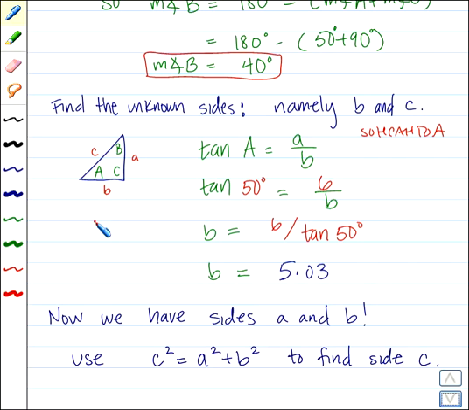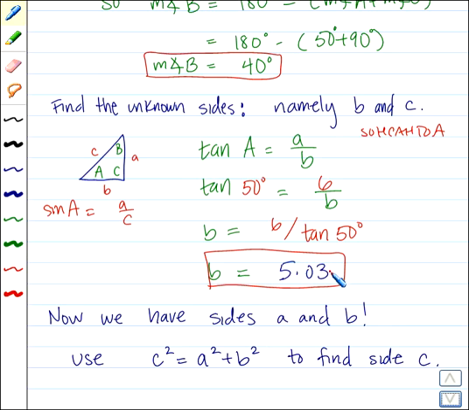Now there's an alternate solution where you could have used sine of A. Sine of A is equal to opposite over hypotenuse, that would be a over c. If you'd chosen that path, you would have solved for side C first, then you would have had to find side B. But this way, we have tangent of 50 equaling 6 over B, so we're finding side B first. B ends up being about 5.03 units long.